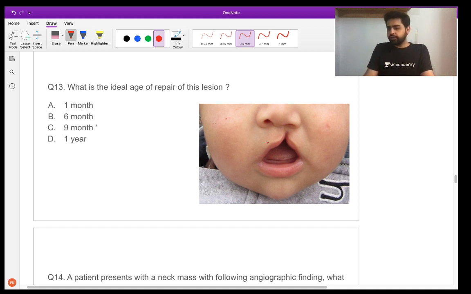So what is the answer to this particular question, guys? Ekta is saying it's B, Karishma is saying it is 6 months, everybody 6 months. Okay, very good, guys, very good. Yes, in fact the answer is 6 months.